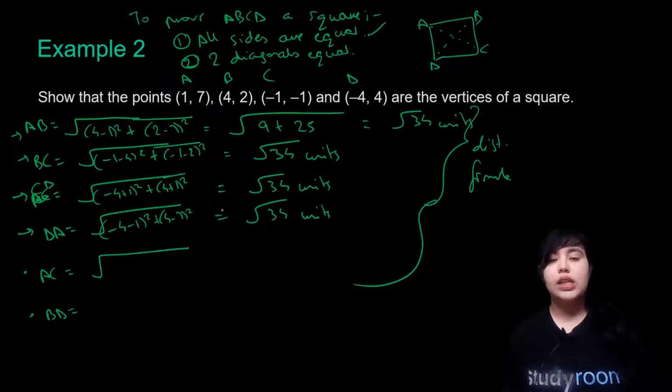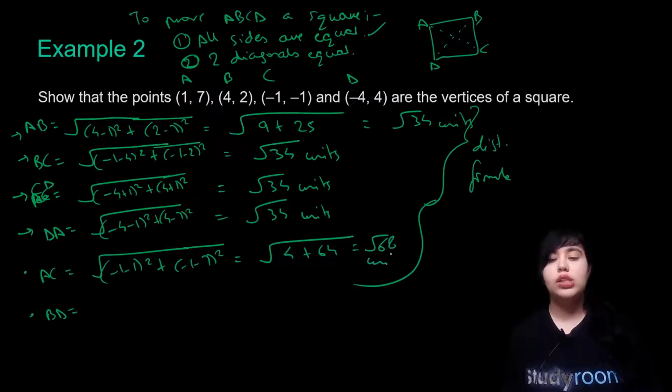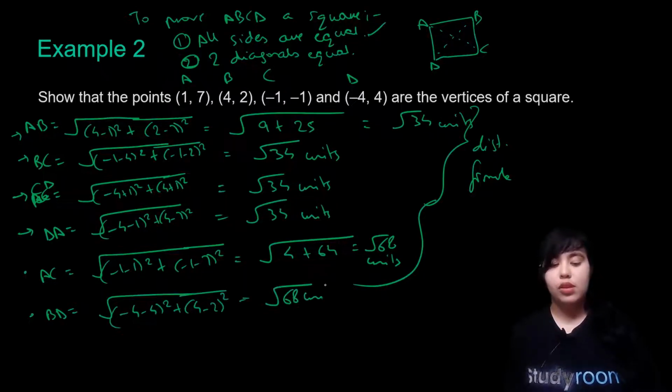So AC will be minus 1 whole square plus minus 1 minus 7 whole square. So this will be minus 2 whole square, that is going to give me 4, minus 8 whole square, which is 64. So this is root 68 units. Similarly, find out BD. That will be minus 4 whole square plus 4 minus 2 whole square.